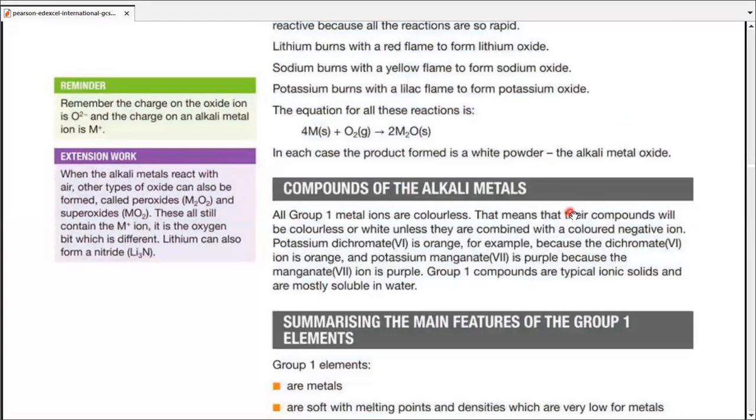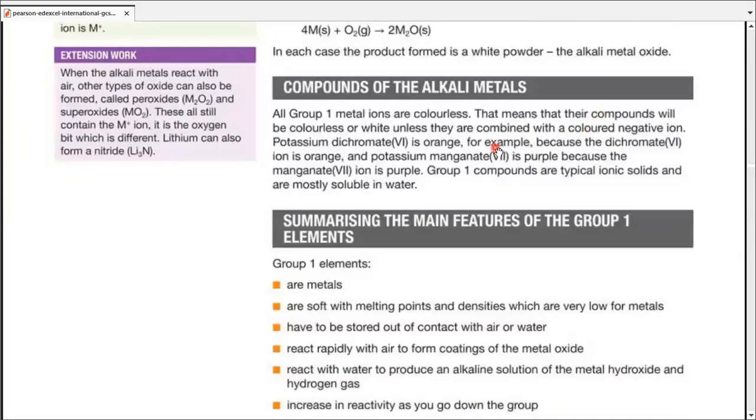Moving on, compounds of alkali metals. All group 1 metal ions are colorless. That means their compounds will be colorless or white until they're combined with a colored negative ion. Potassium dichromate is orange, for example, because the dichromate ion is orange, not because potassium is. Or potassium manganate 7 is purple because the manganate 7 ion is purple, not because potassium is.